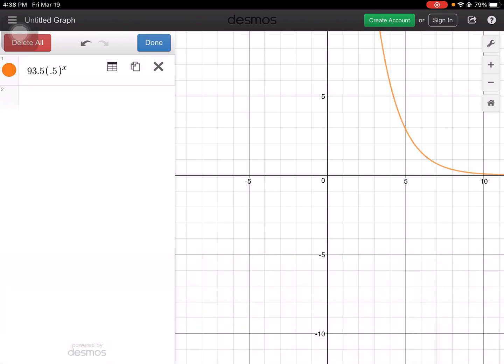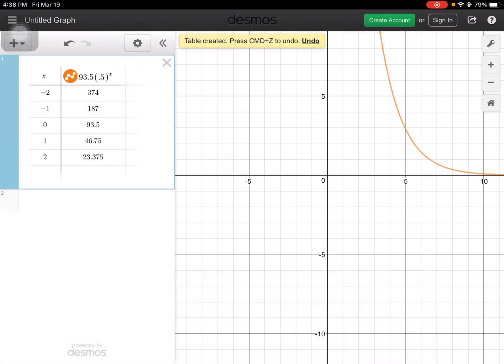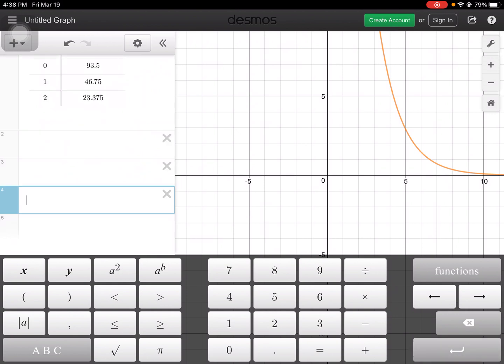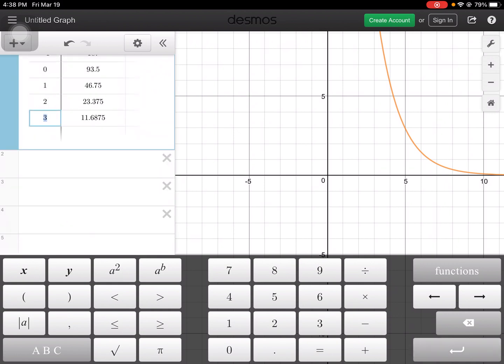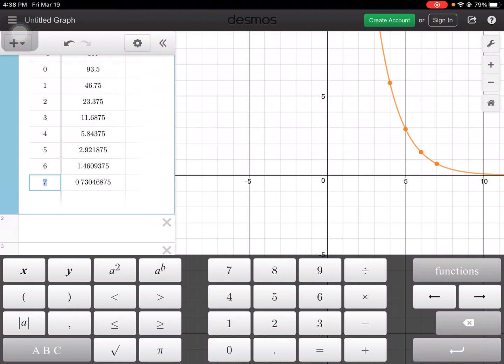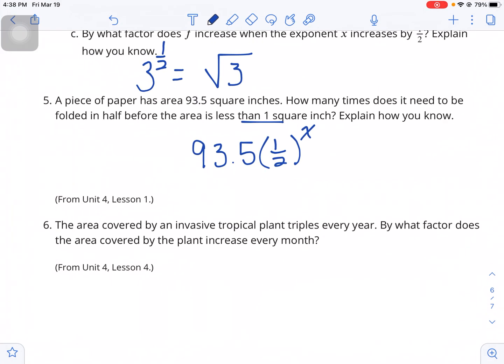And we could find a table here and just keep increasing our X's by 1. So after 4 folds, 5 folds, we want it less than an inch. So there, after 7 folds, the area will be less than the square inch. So this would be 7 folds.